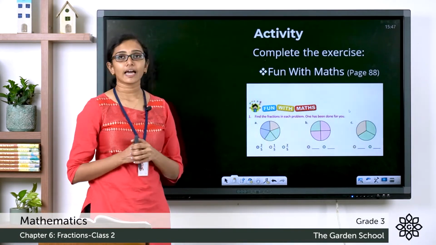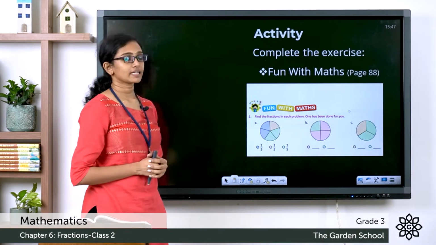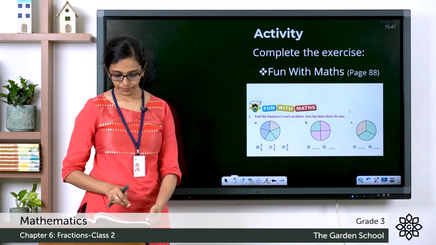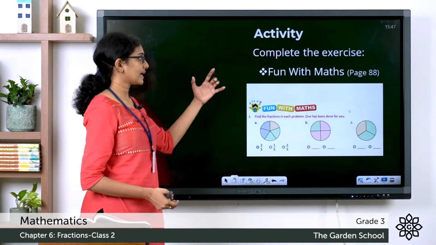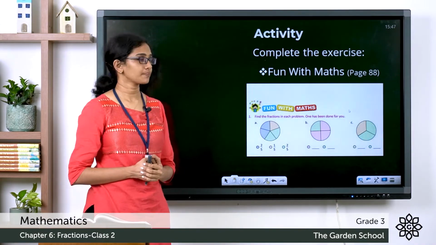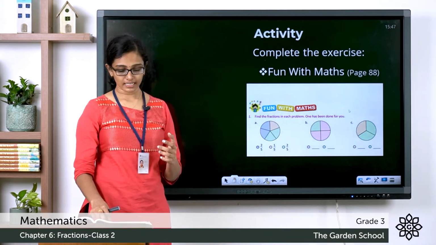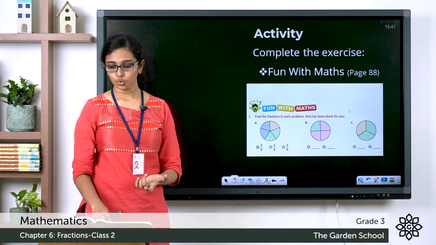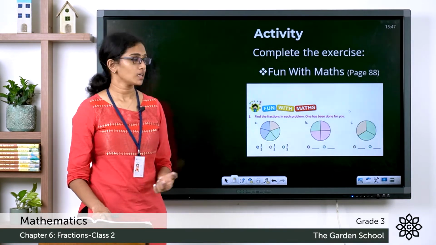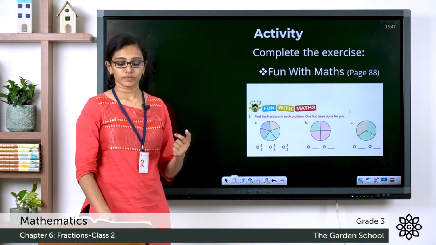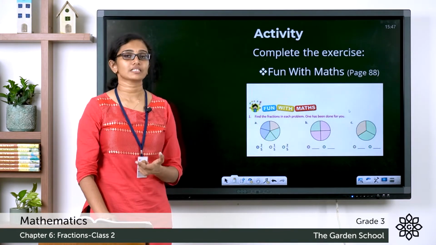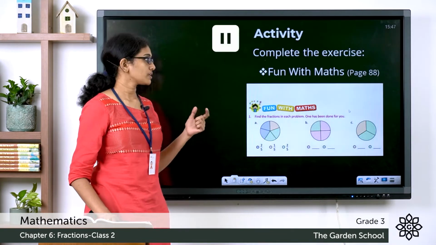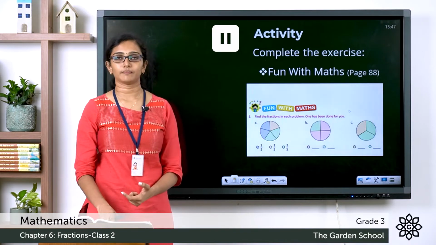See, this is an activity. Complete the exercise. In page number 88, you can see the heading Fun with Maths. We can see these questions there. There is this question 1A to 1F, which is in next page. Go through that question. You can complete the questions here as an activity. Please pause the video, finish it and come back.